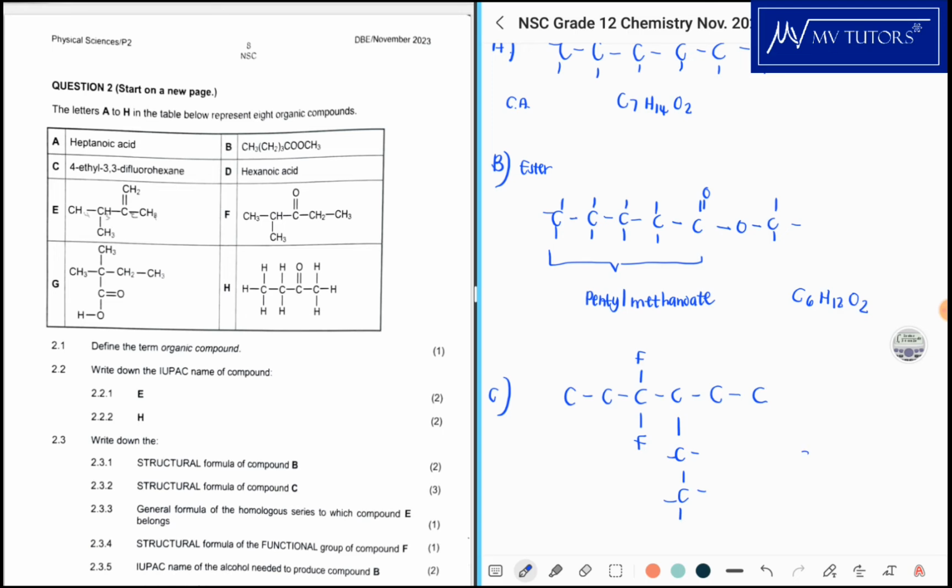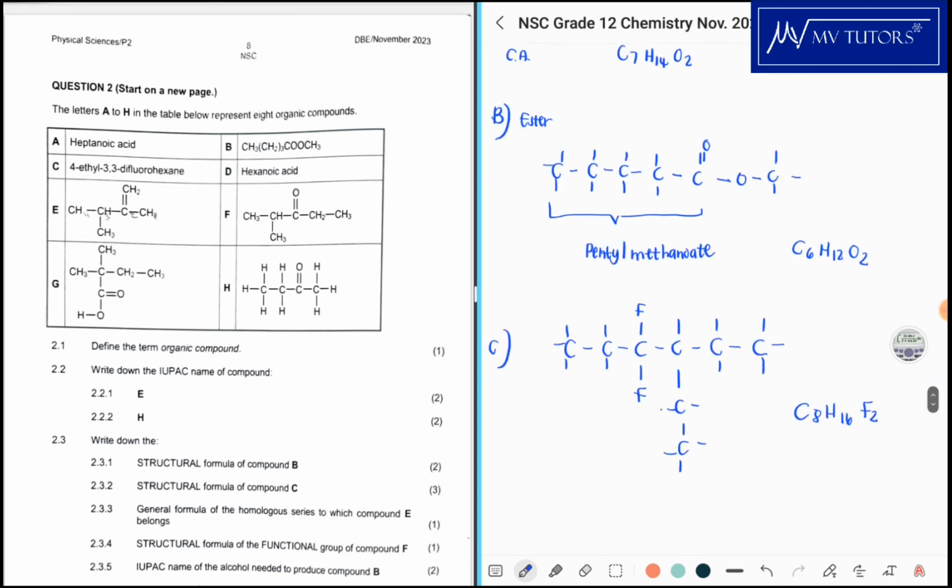All right, how many carbons? You have 1, 2, 3, 4, 5, 6, 7, 8. Hydrogens: 1, 2, 3, 4, 5, 6, 7, 8, 9, 10, 11, 12, 13, 14, 15, 16. And we have 2 fluorines. All right, so we got that.